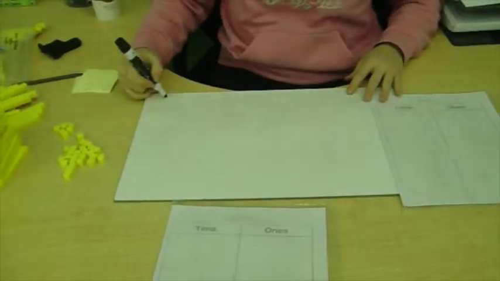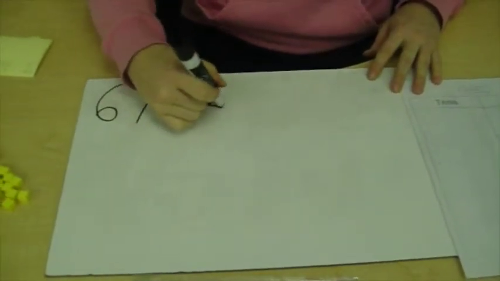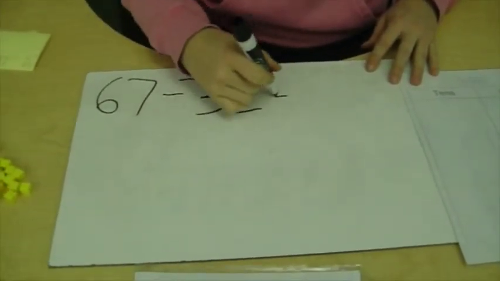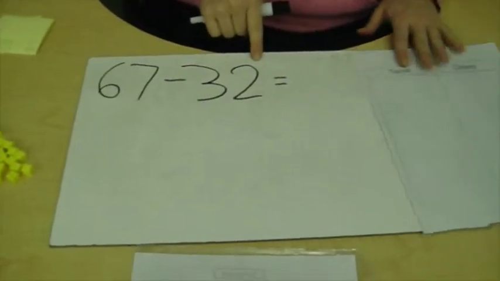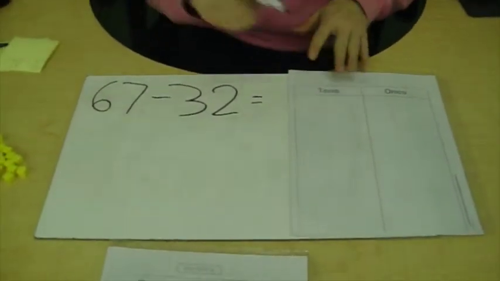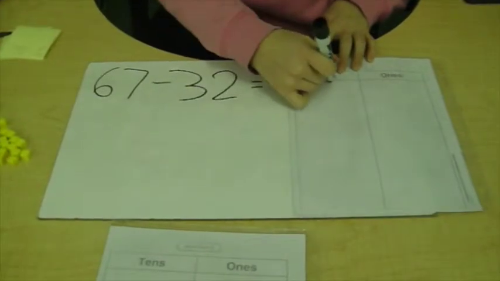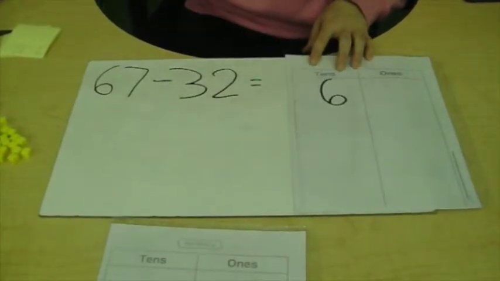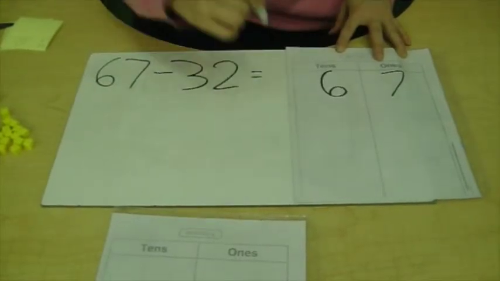This time, we are going to do 67 minus 32. So now I've got 2 digits, take away 2 digits. So here it's horizontal. Let's stack it up. In the number 67, I have got 6 tens. So I'm going to put a 6 in my tens place. And I've got 7 ones. So I'm going to put a 7 in my ones place.